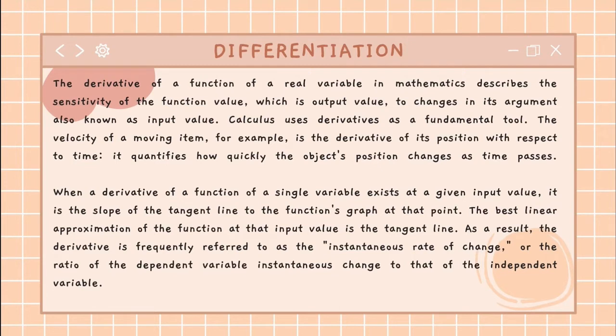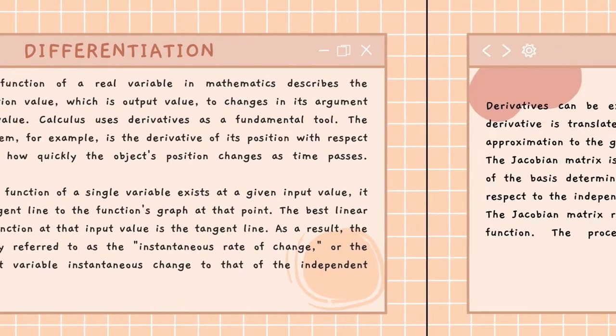When a derivative of a function of a single variable exists at a given input value, it is the slope of the tangent line to the function's graph at that point. The best linear approximation of the function at that input value is the tangent line. As a result, the derivative is frequently referred to as the instantaneous rate of change, or the ratio of the dependent variable instantaneous change to that of the independent variable.